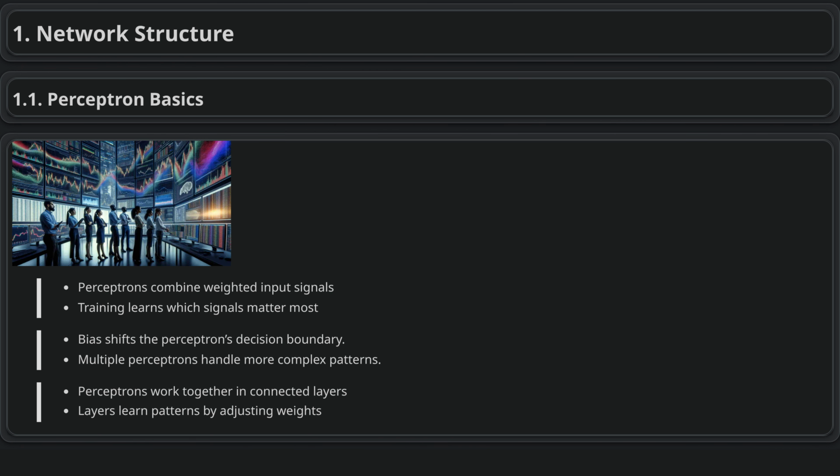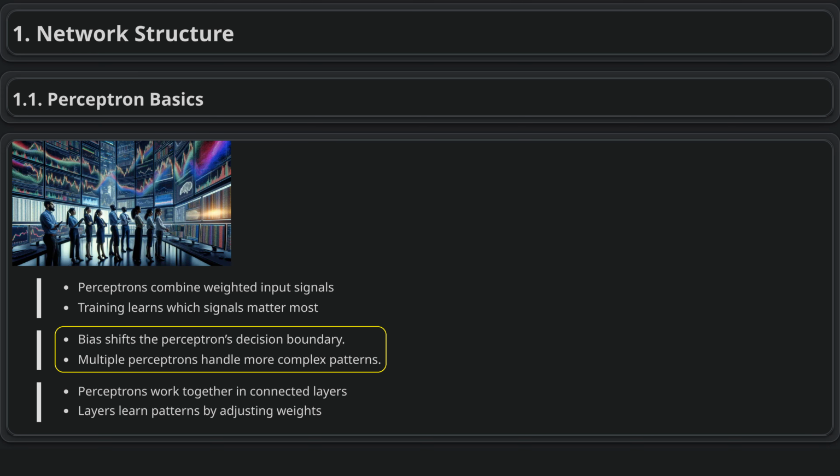Network structure. Perceptron basics. A perceptron is a basic neural network unit that takes several inputs, gives each one a weight, and produces a decision. During training, it adjusts those weights to learn which inputs are most important, such as signals used in spam detection. This ability to learn patterns from examples is a core idea behind neural networks.